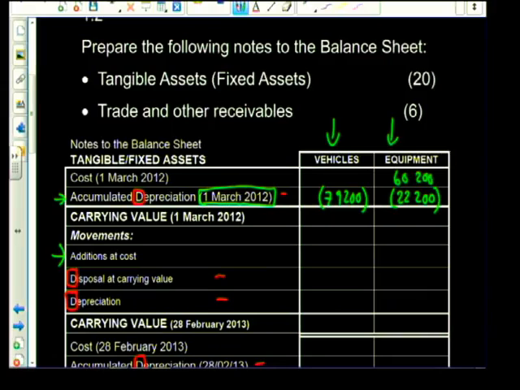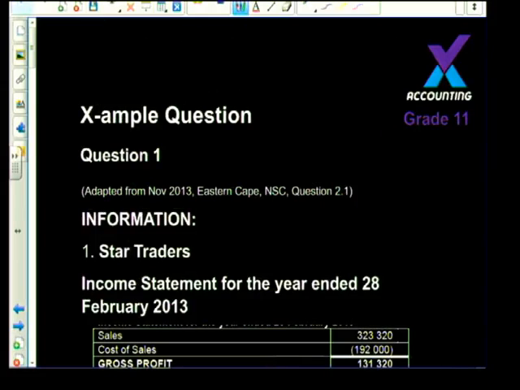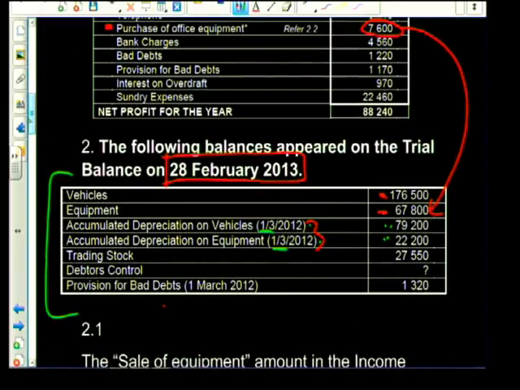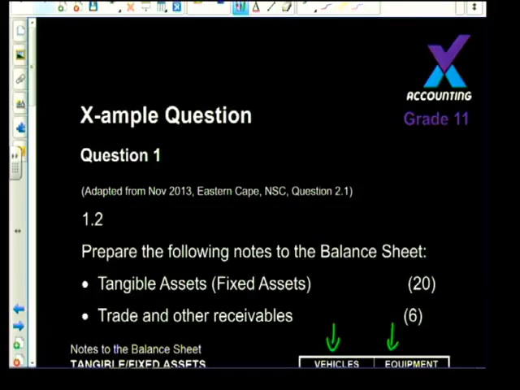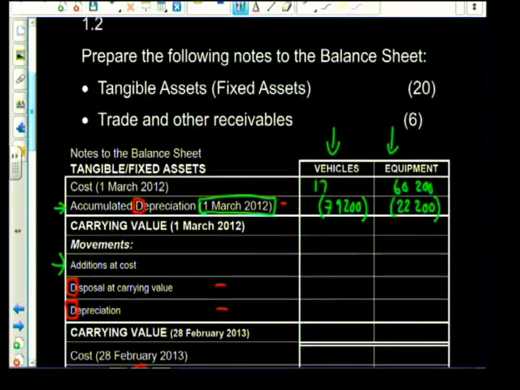Okay, vehicles is a bit easier because they didn't tell us anything about the vehicles. So we can assume that this is the figure that we had at the beginning of the financial year. They didn't tell us anything happened. There were no changes in our vehicles. Nothing extra was bought and nothing extra was sold. So this 176,500, I'm simply going to rewrite in here, 176,500 rand.